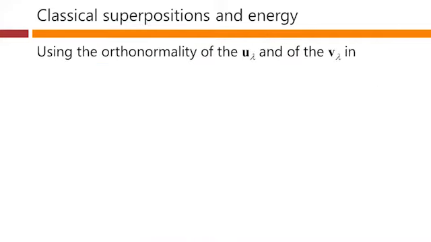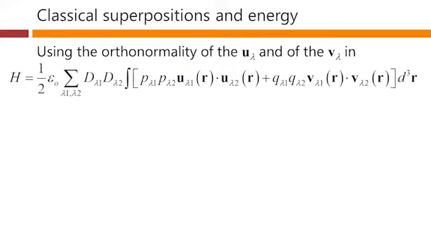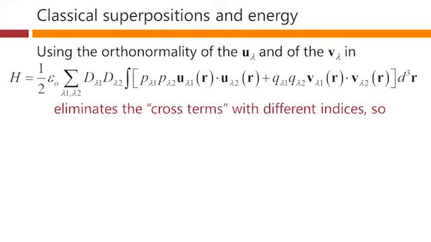Now, we can use the orthonormality of all of these spatial functions, u lambda, the spatial functions for the electric field in our mode lambda, and v lambda, the spatial functions for our magnetic field in our mode lambda, in this relation here to simplify it a great deal. That will eliminate all of the cross terms where lambda 1 and lambda 2 are different in both of these parts of our integral here. So all we will be left with will be the parts where lambda 1 and lambda 2 are the same. All the others disappear, and because of the normalization, all we're left with is this summation over lambda of d squared lambda times p squared lambda plus q squared lambda.